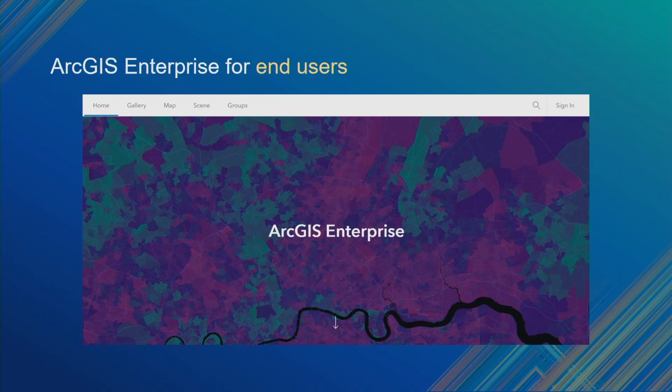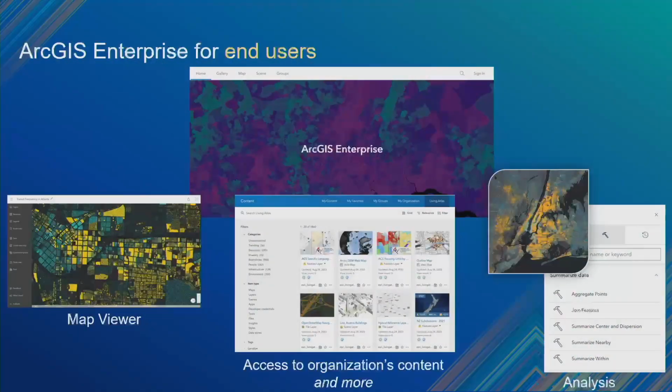This is where you are doing things like interacting with your content, doing mapping and visualization, maybe doing analysis in the browser, using analysis tools in the map viewer. You're accessing content that's your own, that's shared with you within your organization, or you might even be accessing Living Atlas content, a rich set of layers that are provided to you by Esri to enrich the content that you have within your own organization.